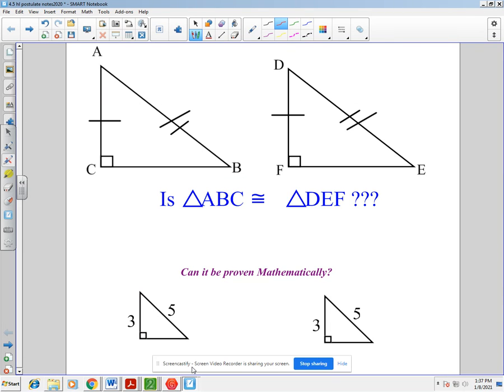So I have one question for you. Is triangle ABC congruent to triangle DEF? In other words, are they identical? So what do you think?